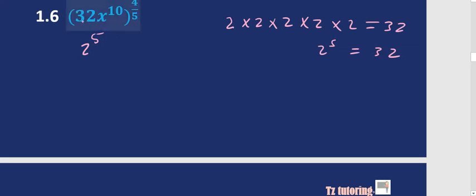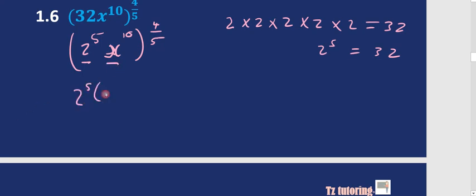So we've written 32 as a base and an exponent. We've got x to the 10 next to it, and of course outside the bracket we've got 4 over 5. Remember there's a law which says that if there's an exponent outside the bracket, that exponent must be factored into both the number and the variable. So 2 to the 5, we factor that exponent, and also x to the 10, we must also factor that exponent.